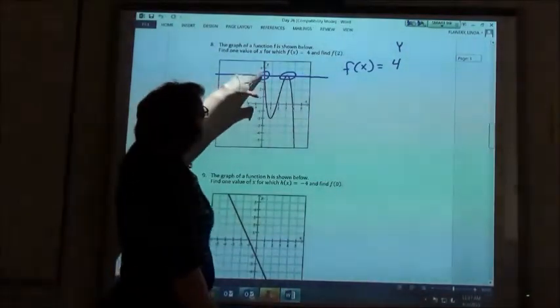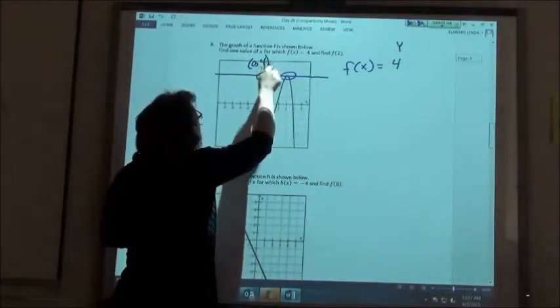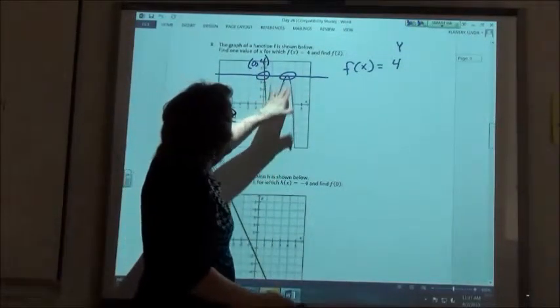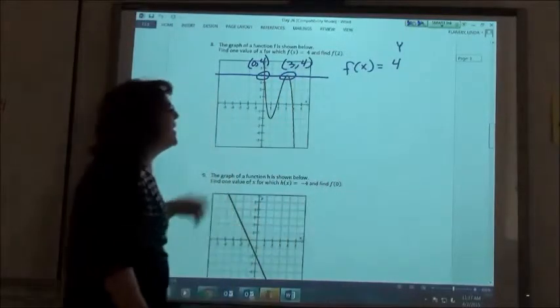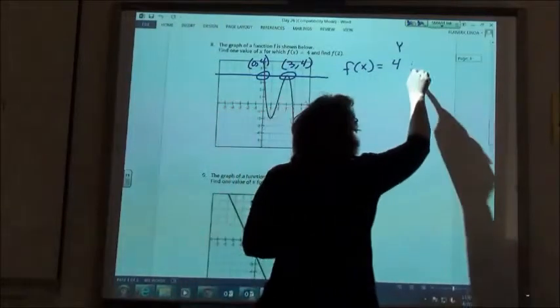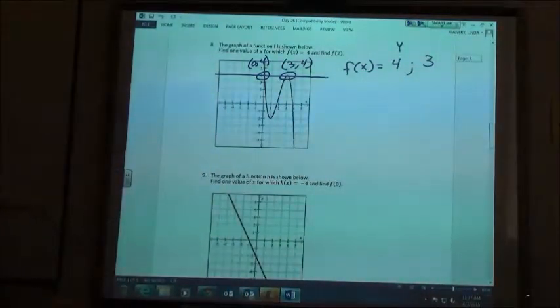On this one, the coordinates of this point are (0, 4). On this one, (3, 4). So you're just going to pick one of those answers. It doesn't matter which one you use. I'm just going to pick the 3 for fun. But if you use the 0, it is also going to be the correct answer.